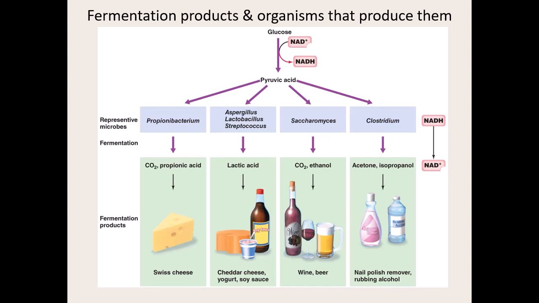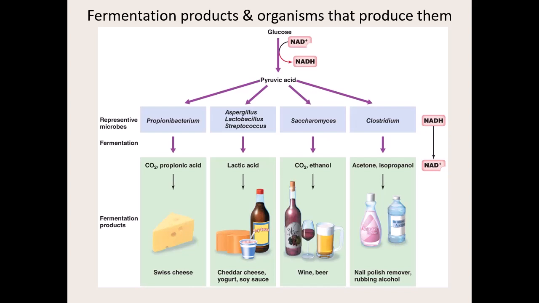Aspergillus, Lactobacillus, and Streptococcus, all 3 different types of bacteria and or yeast, or fungus, are able to take pyruvic acid and they can make cheddar cheese. So sharp cheddar is because of the strong acid flavor from the bacteria. Yogurt and soy sauce, it's all because of the lactic acid. So we make lactic acid, so do other bacteria. That gives a sharp flavor to the foods.